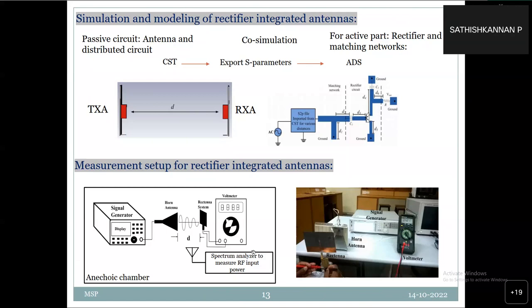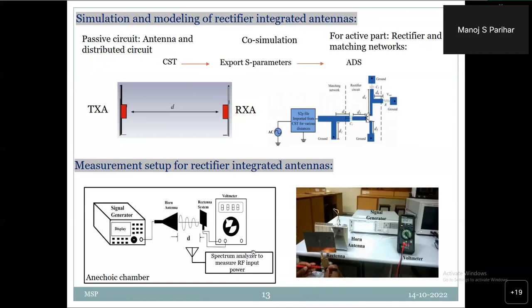They are fully dedicated for the active parts, right? We have to do ADS. You have the momentum, right? So no need to design even your passive portion in the CST. In ADS, you can use the momentum to design your passive portion, right?